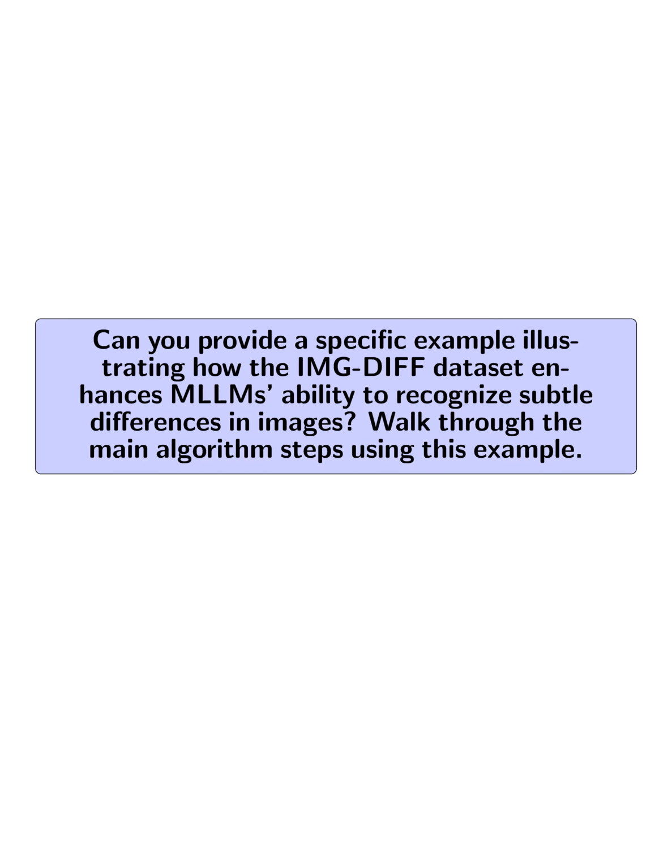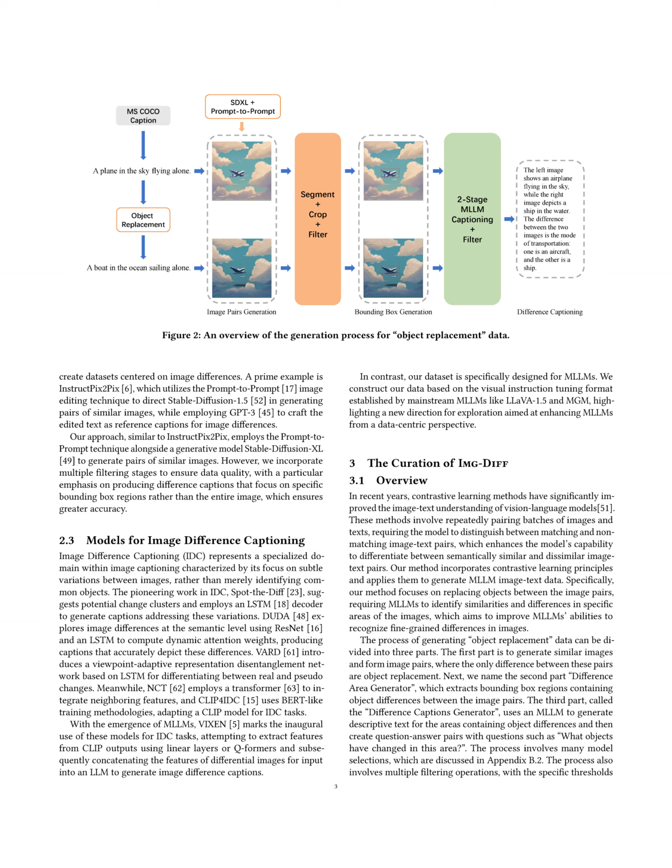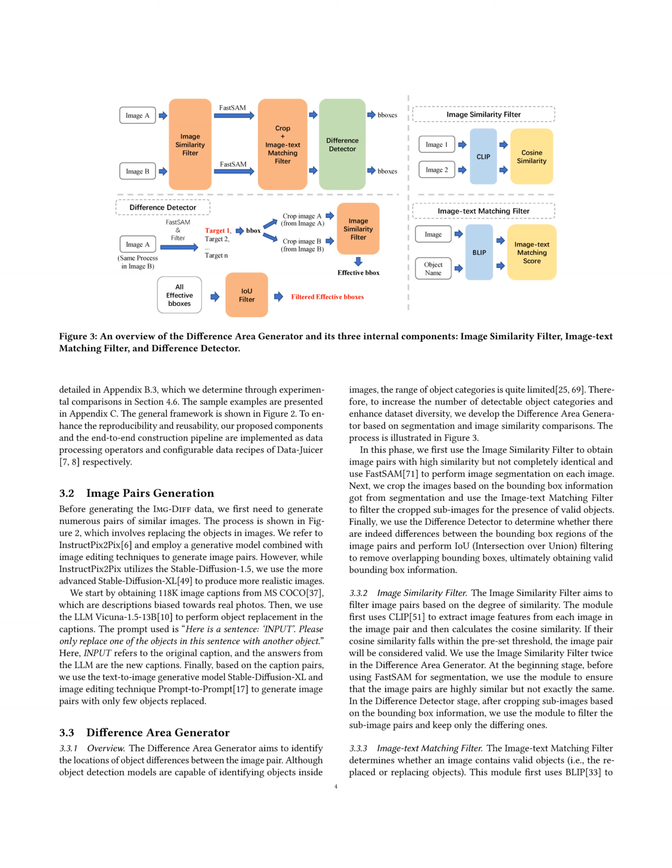Can you provide a specific example illustrating how the Img-Diff dataset enhances MLLMs' ability to recognize subtle differences in images? Walk through the main algorithm steps using this example. The Img-Diff dataset enhances MLLMs' ability to recognize subtle differences in images through a systematic process of generating and analyzing image pairs. For instance, consider the generation of a pair of similar images where an object, such as a red car, is replaced with a blue car.